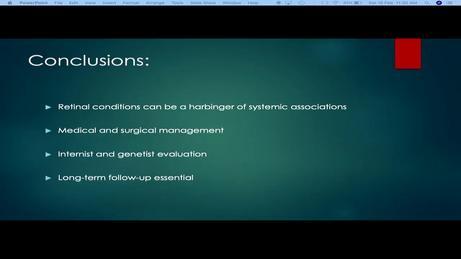So in conclusion, retinal conditions can act as a harbinger of systemic associations. Medical and surgical management is done as appropriate, and several other physicians might be involved, like internists and geneticists, and a long-term follow-up is essential.